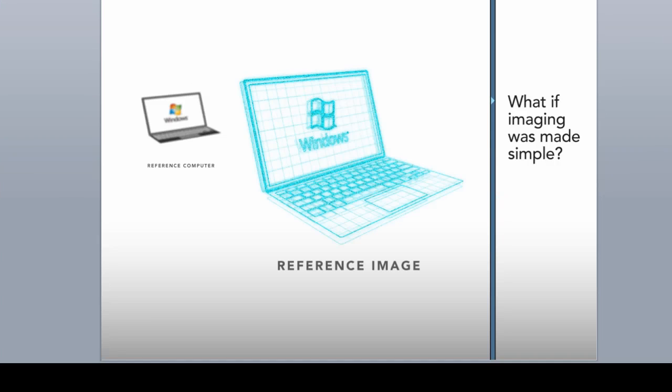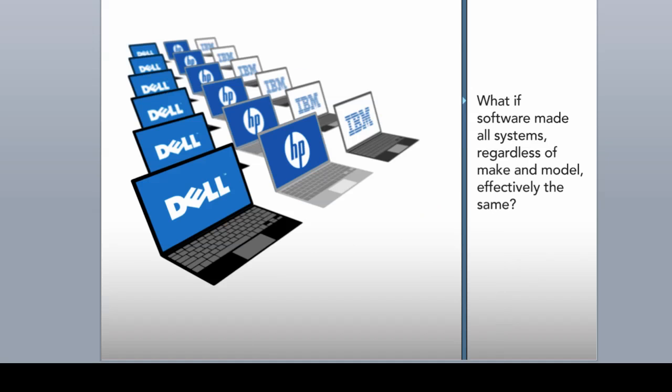What if imaging was made simple? Even though imaging has been around for over 20 years, the art of establishing a single standardized image has historically proven to be diverse and complicated. What if software made all systems, regardless of make and model, effectively the same? Conceptually, the image standardization idea sounds simple. Establish one Windows standardized image, deploy it to all existing systems, making all desktops and laptops identical. Simple concept, but difficult to achieve.